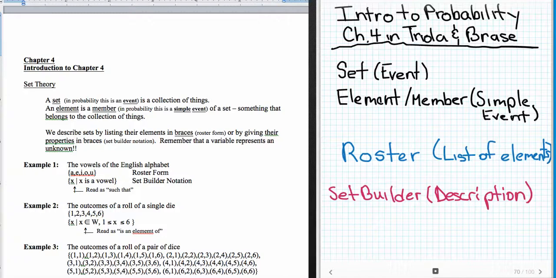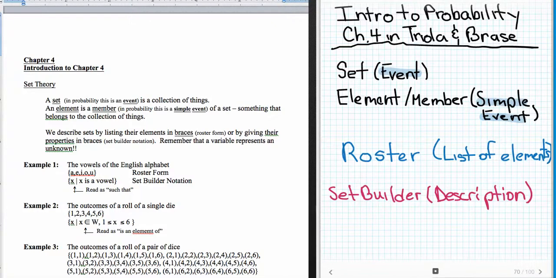So the first thing that we encounter is a set. And a set in mathematics, of course, is just a collection of things. And in statistics, our set is an event, and it again will be a collection of things. And in math, those things that we deal with are called elements or members, and in statistics, those elements or members are called simple events.